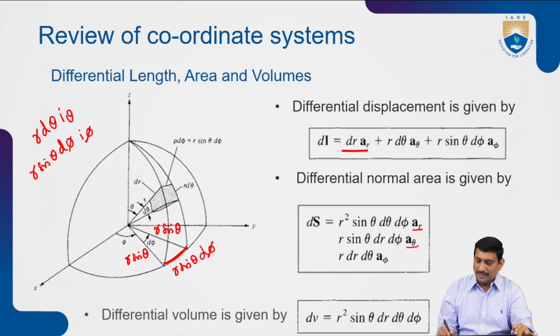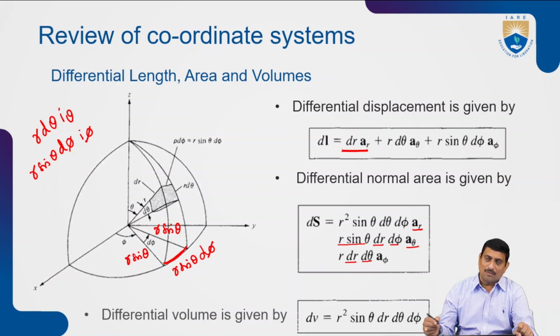Similarly, if I go in the a_theta direction, then the r direction is increased and also the phi direction is increased. In the r direction it is dr, and in the phi direction it is r sin theta d phi. Similarly, for a_phi, the r direction is increased and the theta direction is increased. In the r direction it is dr, and in the theta direction it is r d theta. So these are the differential normal areas in the spherical coordinate system.